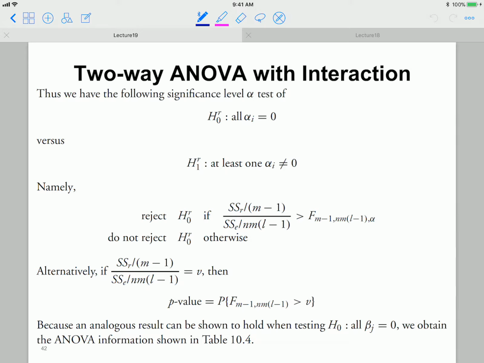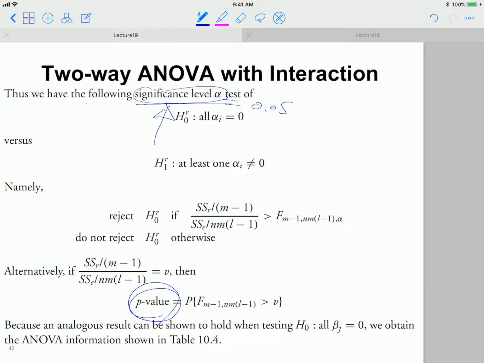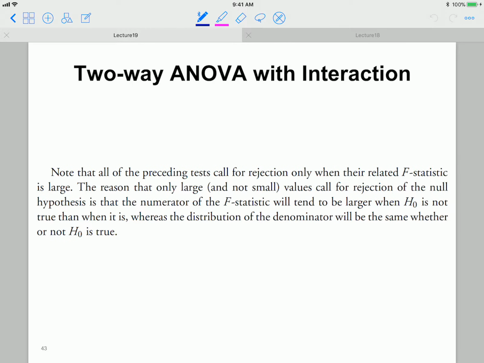Okay, so again, if we are given in advance this significance level alpha value as maybe 0.05, then we can either reject or not reject the hypothesis. But we can also compute this p-value as well, right? In this case, this particular alpha value is not given in advance, right? Yeah, I think that's it.